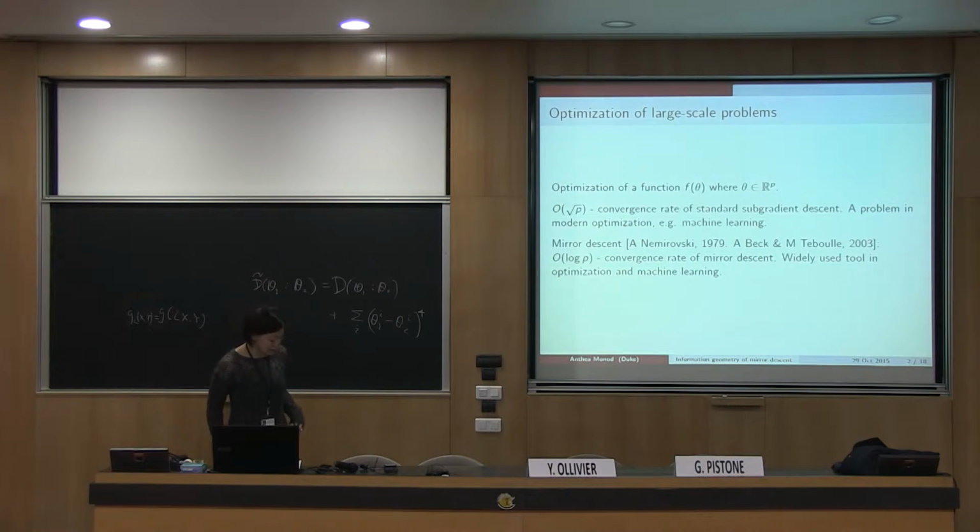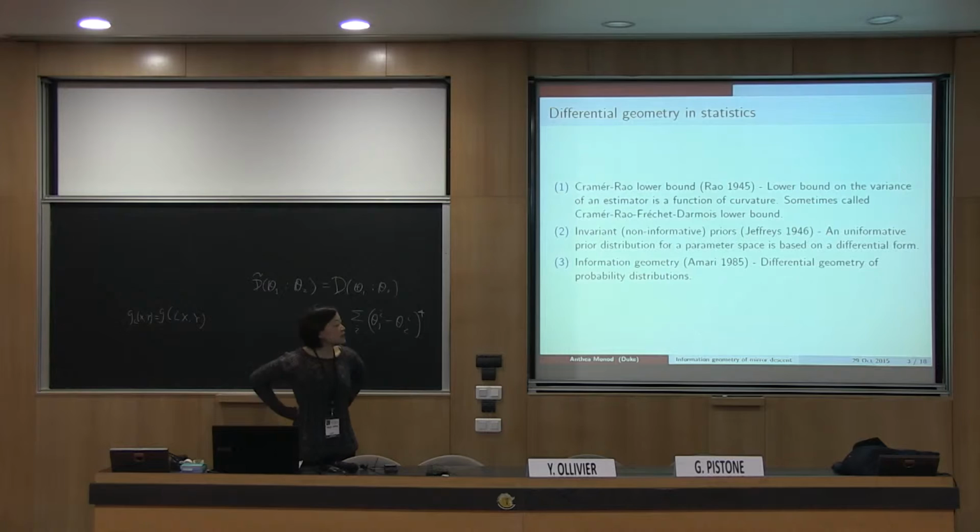The idea here is that if you're looking at the optimization of large-scale problems, you're looking for the optimization of some function that takes a vector parameter in R^p. If you're looking at the convergence rate of standard subgradient descent, we have something of the order of root p, and this is a problem in modern optimization in terms of machine learning. In terms of mirror descent, we have a convergence rate of the order of log p, and it's a widely used tool in optimization and machine learning as well.